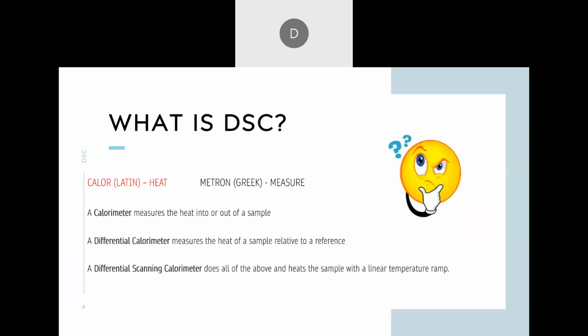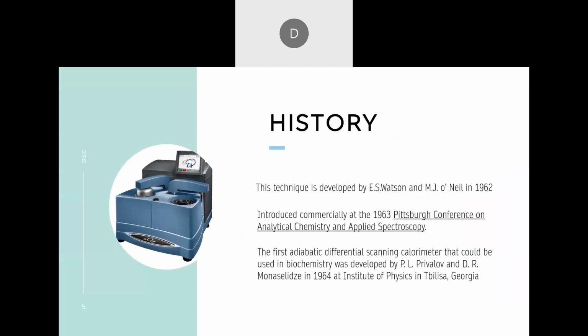Now, coming to the history. This technique was developed by E.S. Watson and M.J. O'Neill in 1962, and it was industrially introduced at the 1963 Pittsburgh Conference on Analytical Chemistry and Applied Spectroscopy. The first adiabatic differential scanning calorimeter that could be used in biochemistry was developed by P.L. Privalov and D.R. Monaselidze in 1964 at the Institute of Physics in Georgia.